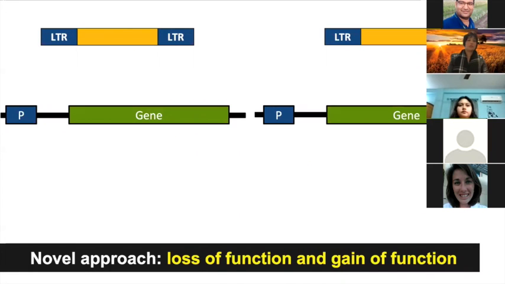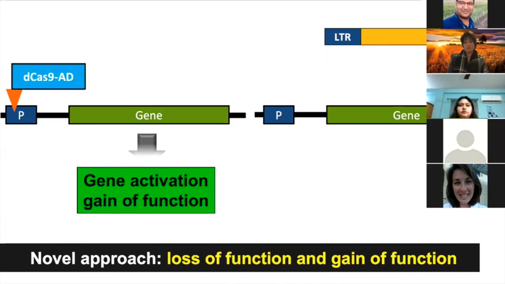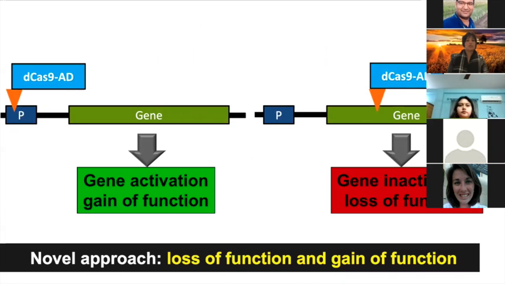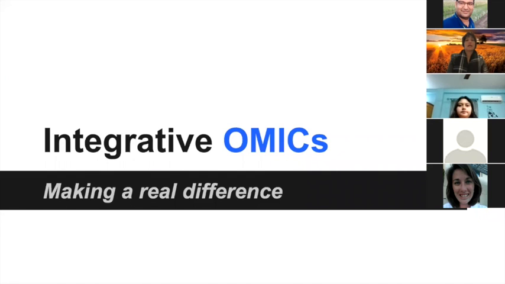So for example, when we design our gene constructs and we attach them to the promoter region, we get a gene activation or a gain of function. Whereas if we do the same for some other position in the gene, we end up getting a gene inactivation or the loss of function.